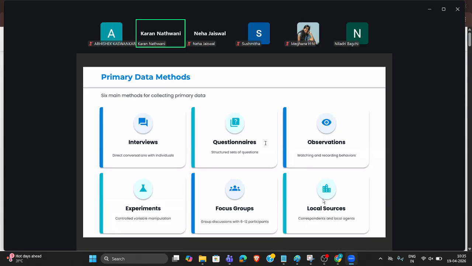Then come the experiments. You can do a lot of data collection in a controlled environment, for example in the lab, in a particular constrained environment. Focus groups are very common these days, with a group discussion of 6 to 12 participants, and then you can collect and record the data. Then come the local sources, the correspondents and the local agents.